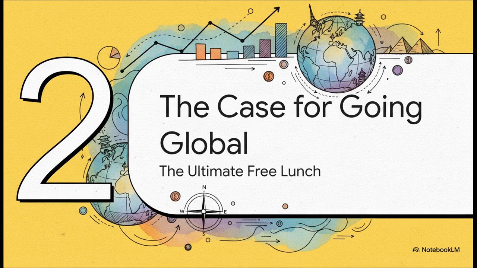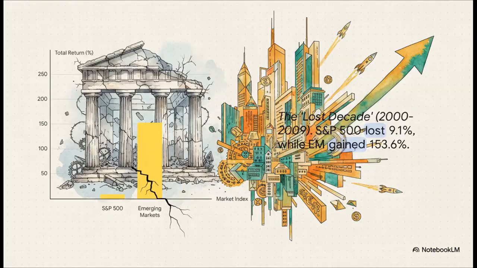So, okay, if home bias is the problem, what does the solution really look like? Let's forget feelings and look at the hard data. Let's make the case for going global. Just think about the so-called lost decade for U.S. stocks. From 2000 to 2009, the S&P 500 actually lost value. It went backward. If you only invested in the U.S. during that time, you lost money. But meanwhile, emerging markets didn't just grow, they absolutely exploded, returning over 150%.